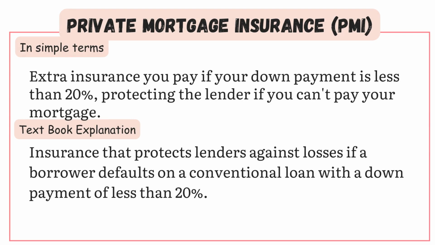Private mortgage insurance, PMI. In simple terms, it is extra insurance you pay if your down payment is less than 20%, protecting the lender if you can't pay your mortgage. As per textbook definition, private mortgage insurance, PMI, is insurance that protects lenders against losses if a borrower defaults on a conventional loan with a down payment of less than 20%.